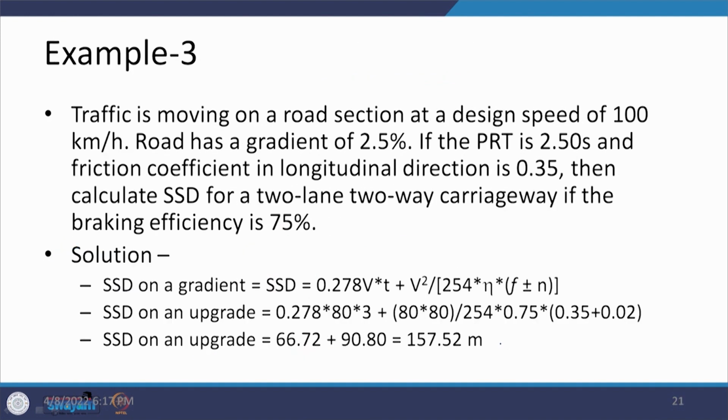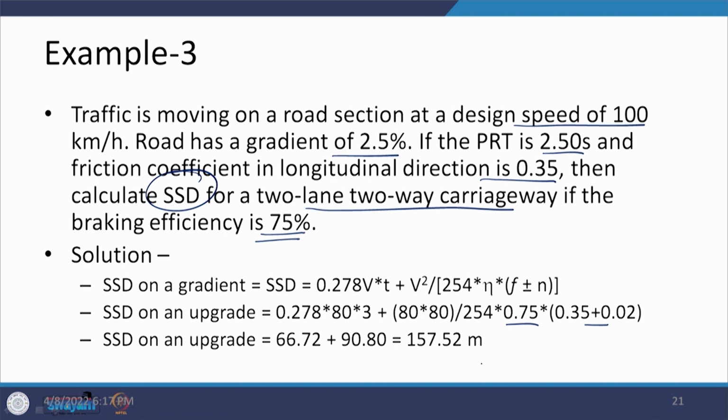Let us look at this example 3. In this example 3, the speed is 100 kilometers per hour, the gradient is 2.5%, the perception reaction time is 2.5 seconds, and the longitudinal friction coefficient is 0.35. Now, we have to calculate again the SSD. The condition is 2-lane two-way carriageway and the braking efficiency is 75%. So, we are considering the equation on a gradient: 0.278 into V into T plus V square divided by 254 into eta into f plus or minus n. If you are going on an upgrade, then positive is used, and eta is the braking efficiency.